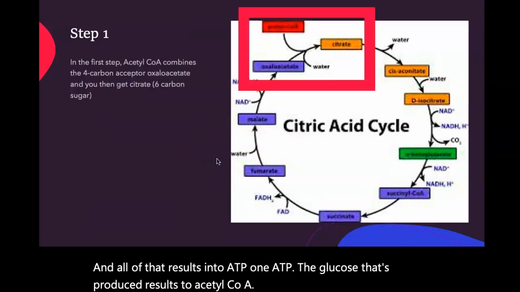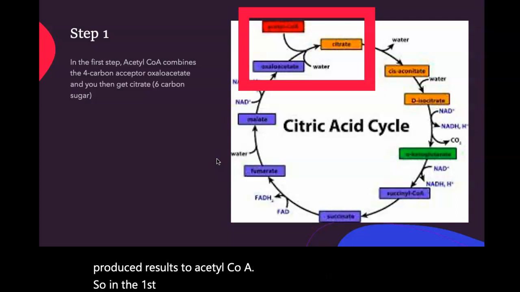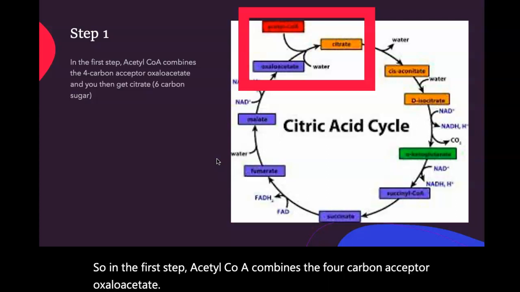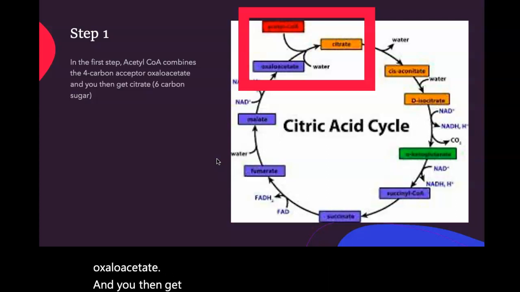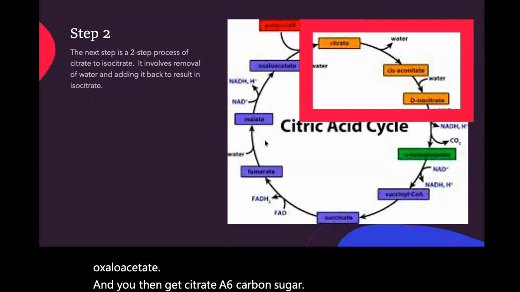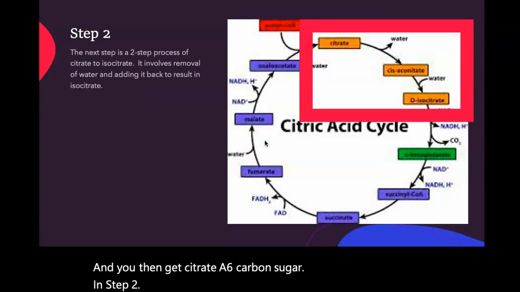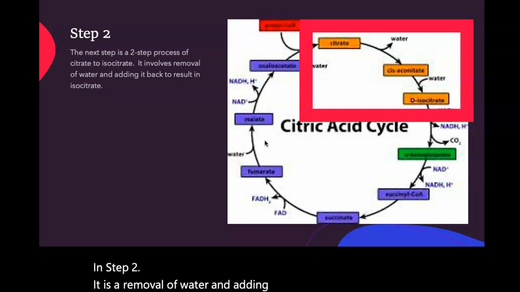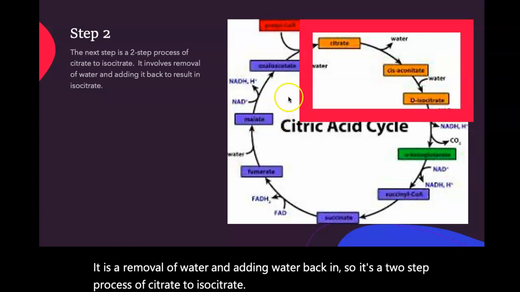So, in the first step, acetyl-CoA combines with the 4-carbon acceptor oxaloacetate, and you then get citrate, a 6-carbon molecule. In step 2, it is a removal of water and adding water back in. So it's a 2-step process of citrate to isocitrate by H2O.